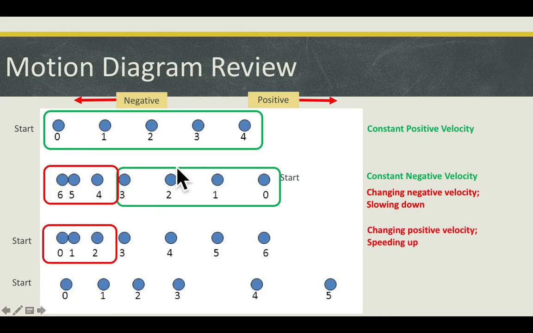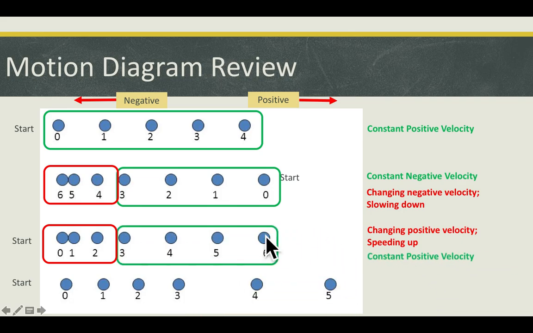On the next one, again, we begin on the left. The change in position is not uniform. It's covering greater distances from 0 to 1 than from 1 to 2. So this shows an acceleration. It's moving in the positive direction. So this is an acceleration speeding up in the positive direction. From 3 through 6, however, the change in position is constant. So that shows us a constant positive velocity.